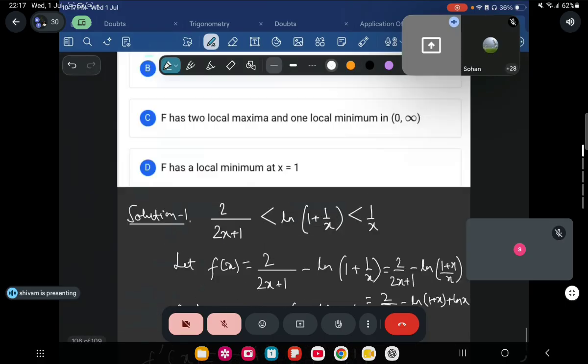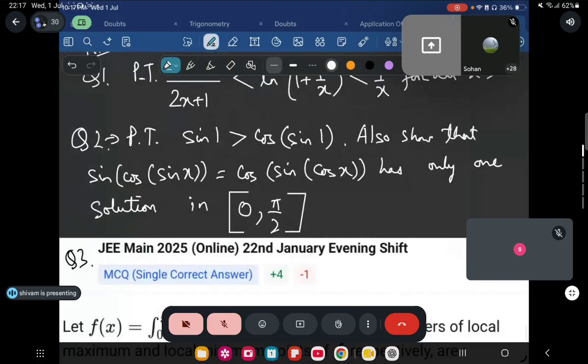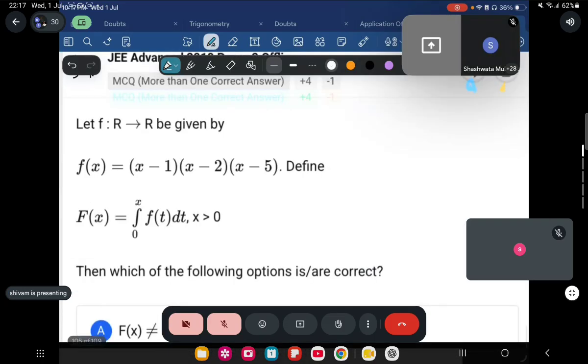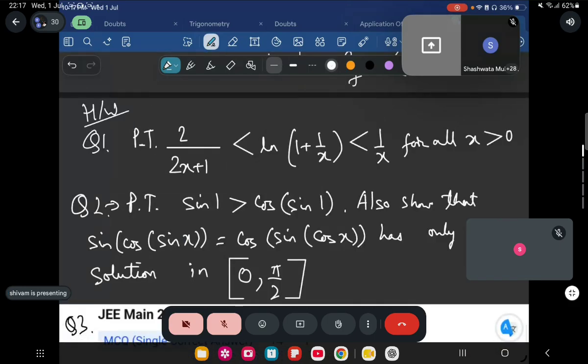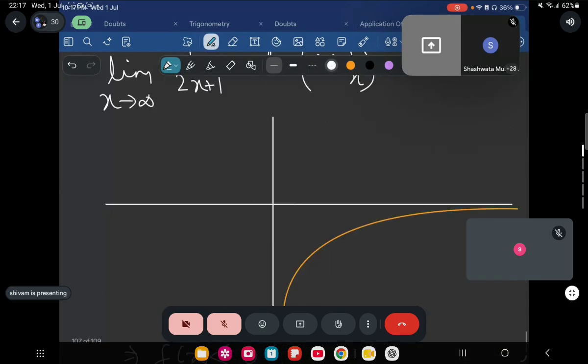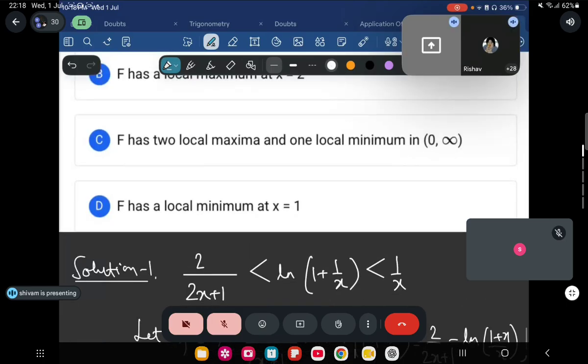Next. Anyone has any doubt in the second one? The second one is also a proof problem. You have to prove that sine 1 is greater than cos of sine 1. Also, you have to show that sine of cos of sine x is equal to cos of sine of cos x has only one solution in 0 to pi by 2. Anyone having any doubt? Second proof, sine of cos of sine x. Let me solve the whole question.